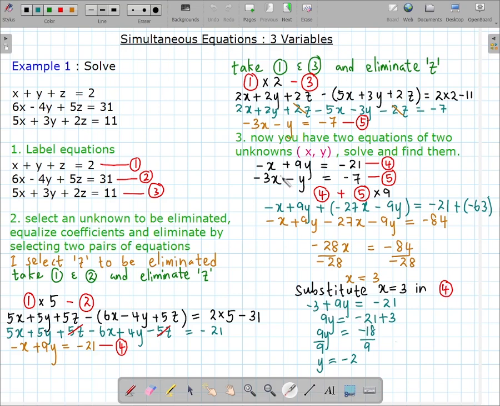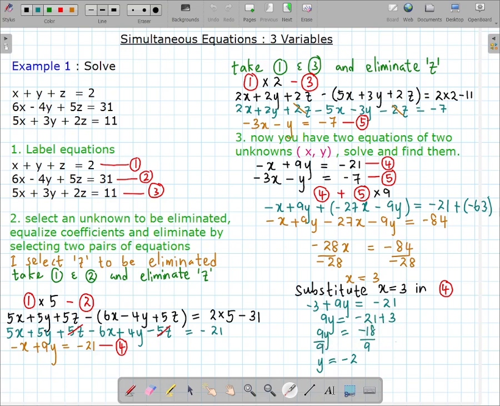So that is minus x plus 9y equals minus 21. Since x equals 3, minus x means minus 3. Minus 3 plus 9y equals minus 21. Then to make 9y the subject, we have to send minus 3 to the other side. So it becomes plus 3. So 9y equals minus 21 plus 3, that is minus 18.